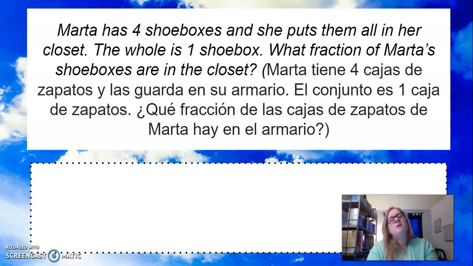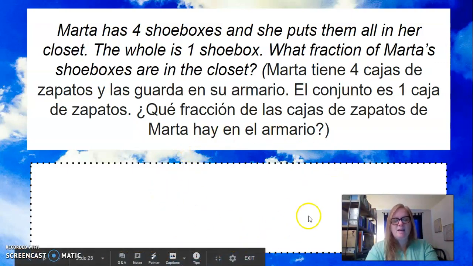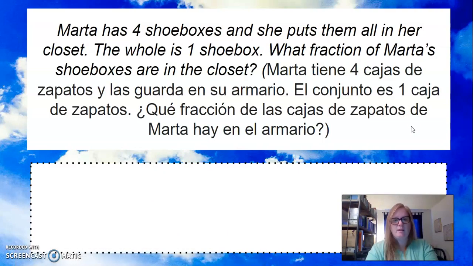Next question. Marta has 4 shoe boxes and she puts them all in her closet. The whole is 1 shoebox. What fraction of Marta's shoe boxes are in the closet? All right, go ahead and put your guess right here and then come back in 5, 4, 3, 2, 1.